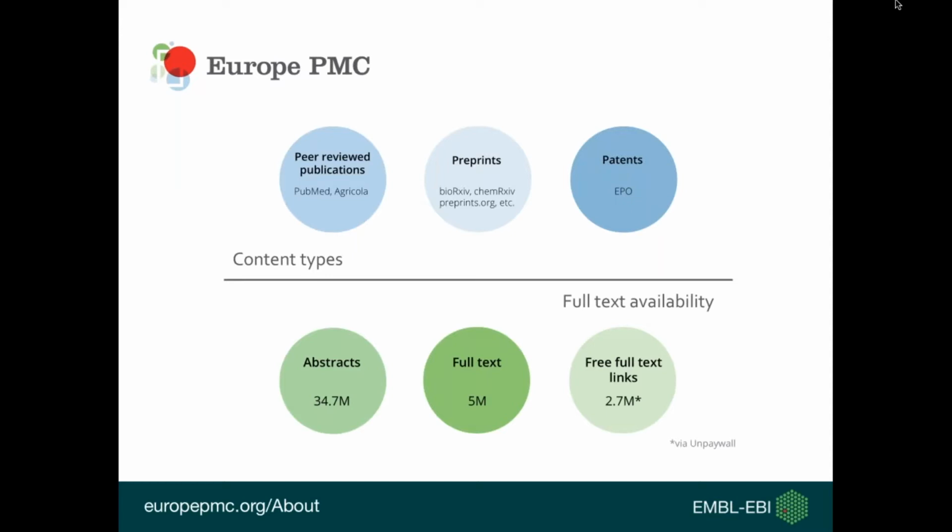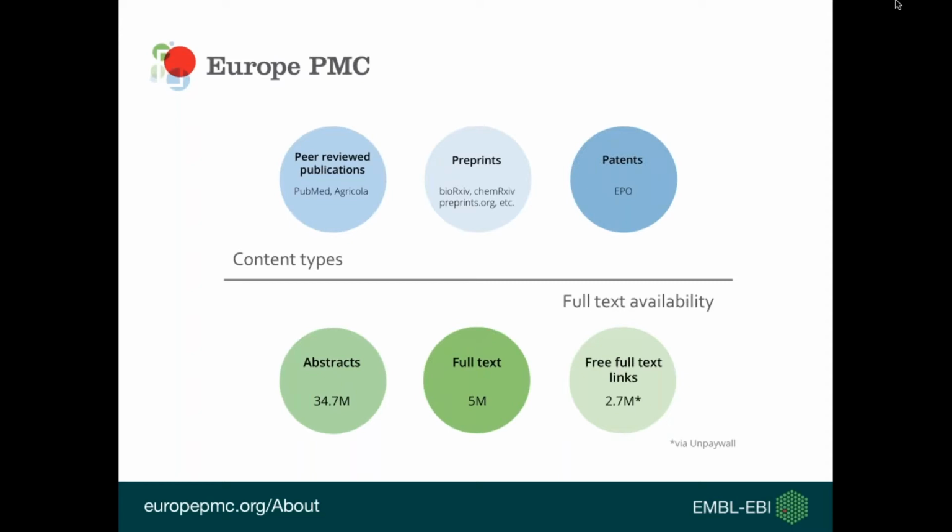It has peer-reviewed publications that come to us from PubMed, Agricola, which is an agricultural literature database, and some other sources. It also has a subset of preprints, as well as scientific patents. All the literature in Europe PMC is related to life sciences, biomedical literature, and agricultural literature. So it's topic specific.